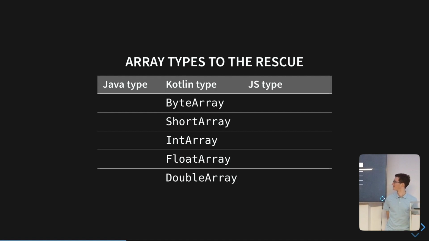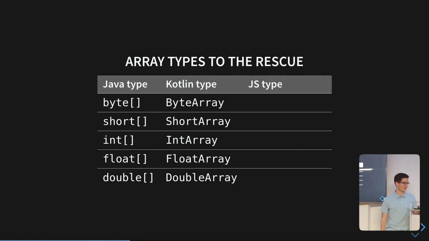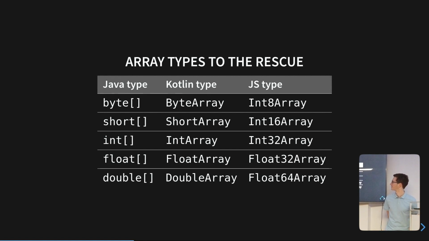But if you look at array types, of course, Java has them all, and for me it was a surprise, but JavaScript also has them. So basically JavaScript has no integer, but it has integer arrays, which is nice in terms of performance. I try to use these types a lot in my project.